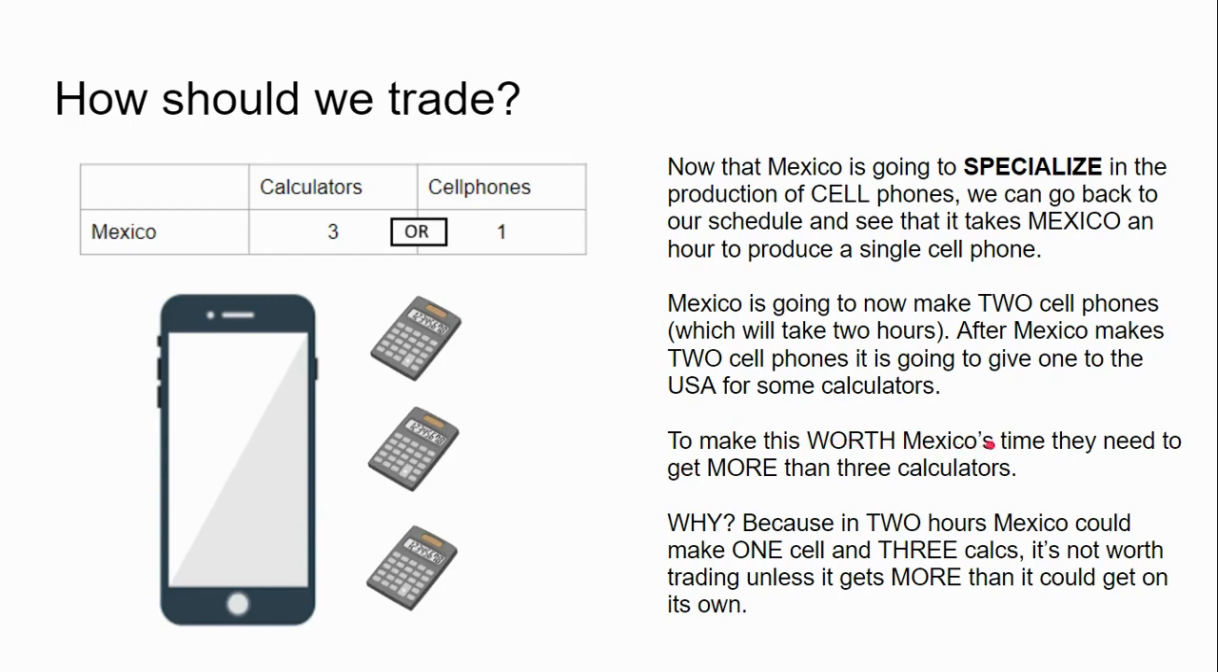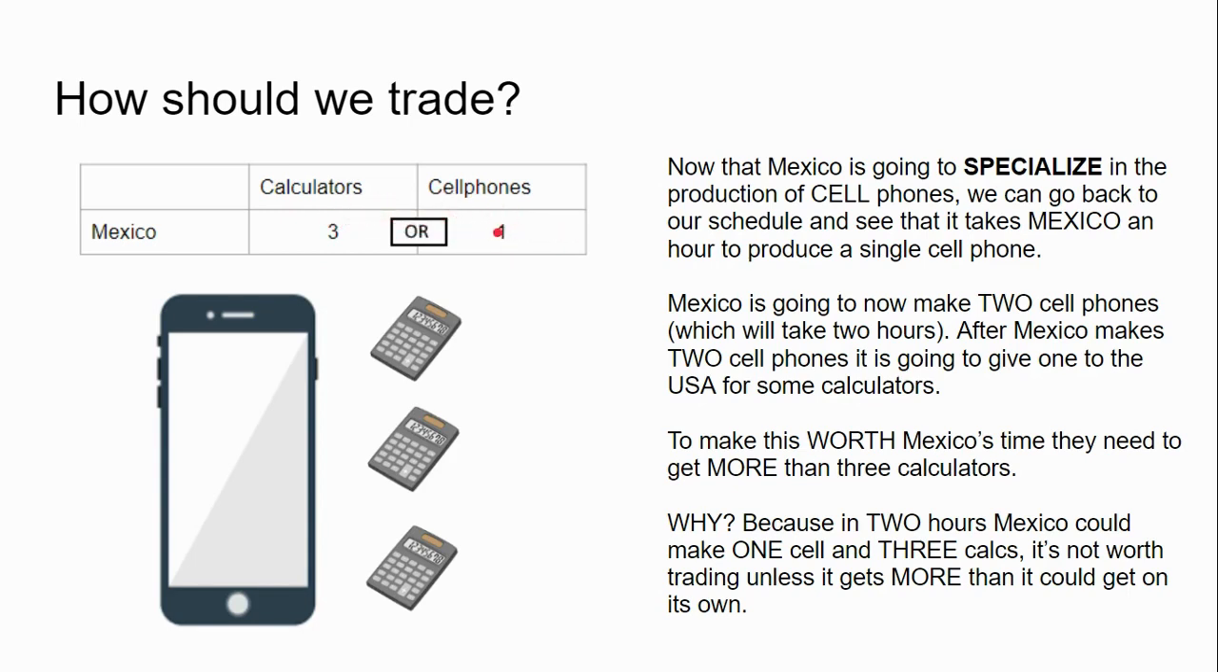To make this worth Mexico's time, they need to get more than 3 calculators, right? If I could spend 1 hour making a cell phone and 1 hour making 3 calculators, then I could spend 2 hours to make 1 cell phone and 3 calculators. So it's not going to be worth my time to trade if my numbers are the same.